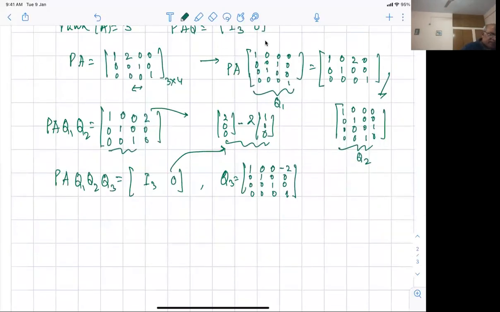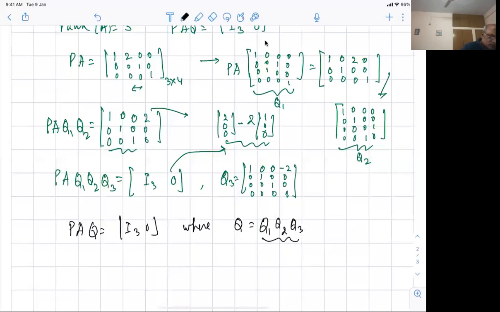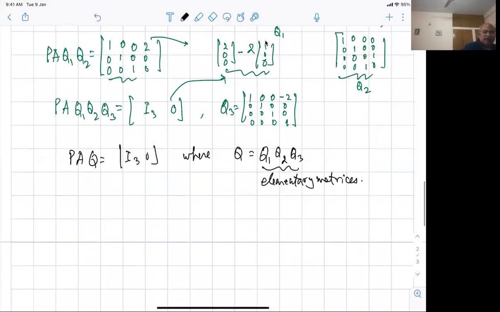All right. So what I'm saying here is that I have got three matrices Q1, Q2, Q3. Q1 is here, Q2 is here, Q3 is here. Fine. So what we have got is that PAQ is I3, 0, where Q is Q1, Q2, Q3, elementary matrices, and hence it is invertible and so on. Fine. So you have got that part. It's very important. You need to understand it.